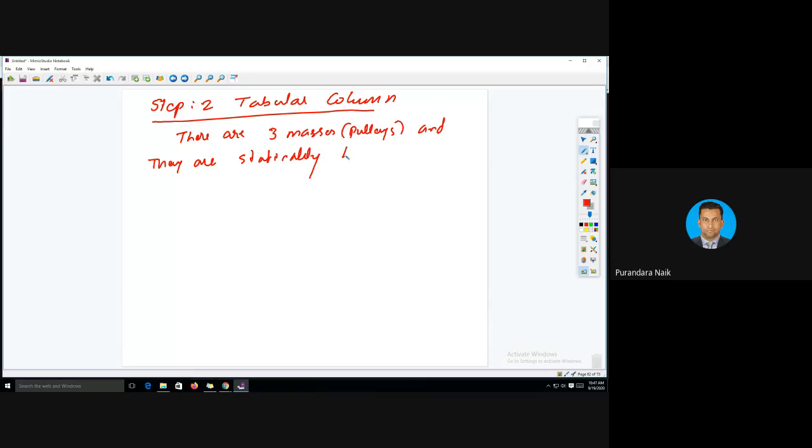What do you mean by statically balanced? Why am I writing this sentence? Because it is given in the problem itself. Statically balanced indicates the summation of all the forces must be equal to 0. That is, the force polygon must be closed. 50% of the solution is here. Force polygon must be closed, that indicates you need to find the centrifugal force due to these masses.